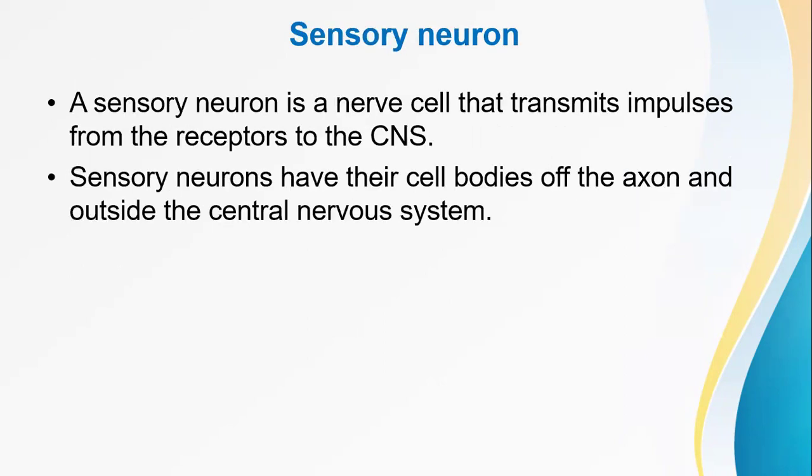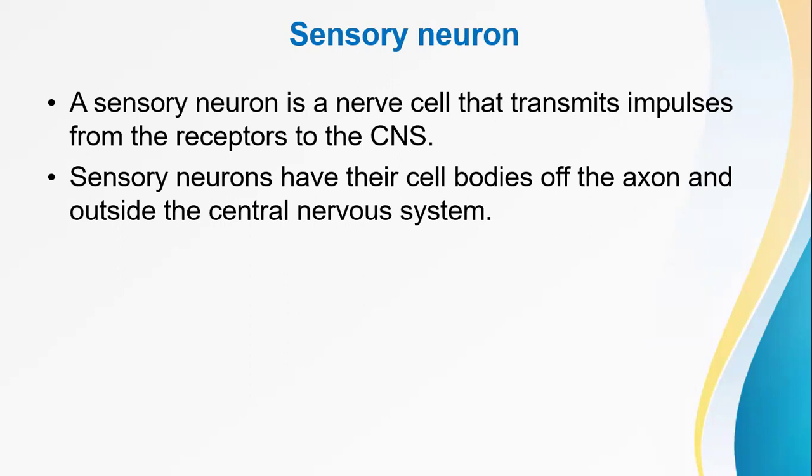The sensory neuron is the nerve cell that transmits impulses from the receptors to the central nervous system. So sensory neurons are just like the opposite of motor neurons. Sensory neurons have their cell bodies and axons outside the central nervous system.